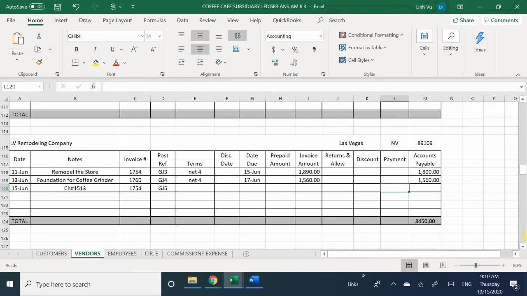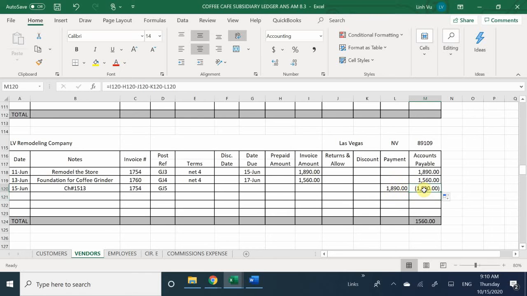So here in my payment, I just type in 1890, no negative number, and if I pull my formula down, which was my invoice minus my prepaid minus my returns minus discounts minus payments, right?